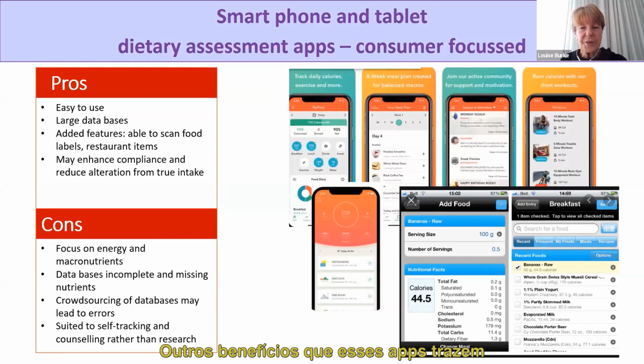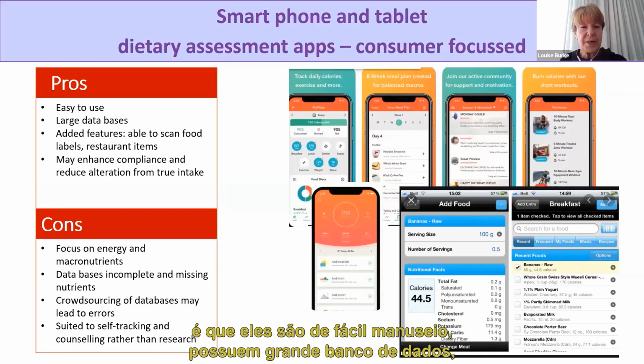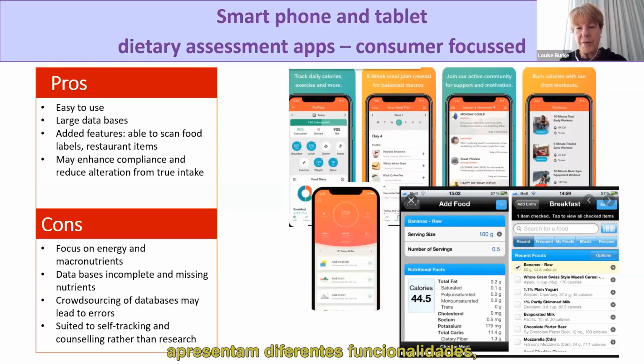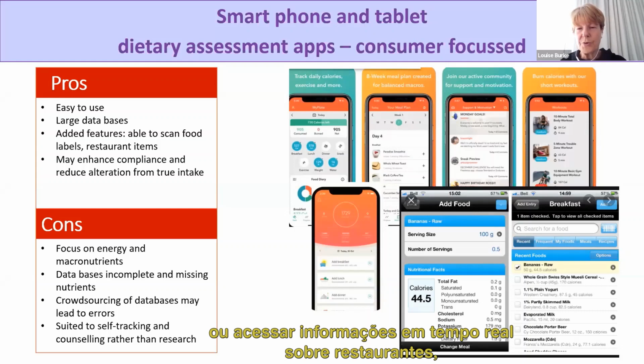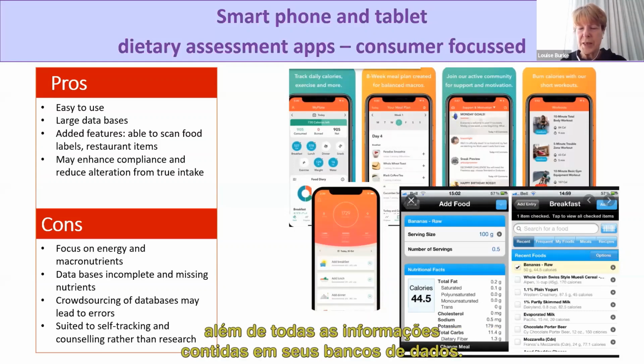The benefits of using these kinds of apps are that they're very easy to use, they have very large databases, they often have different kinds of facilities where they can allow the athlete to scan a food or scan a label or use well-known information from restaurants. And all that information is contained in the database. So it's certainly much easier for the athlete than writing down everything.